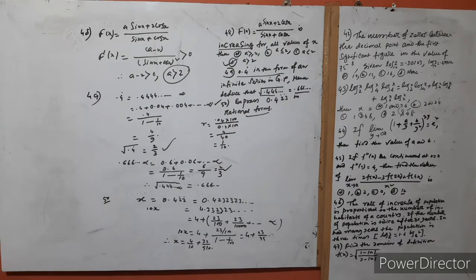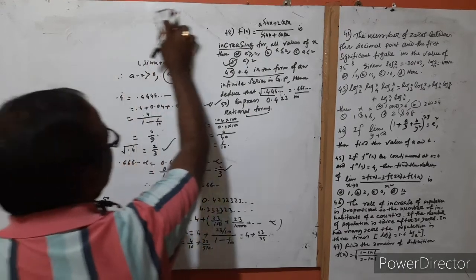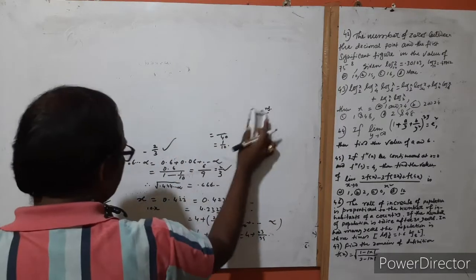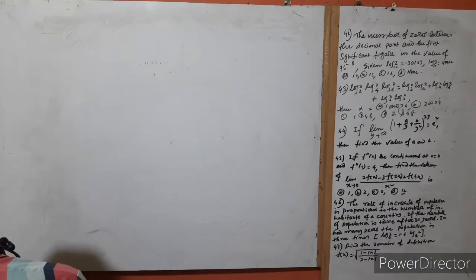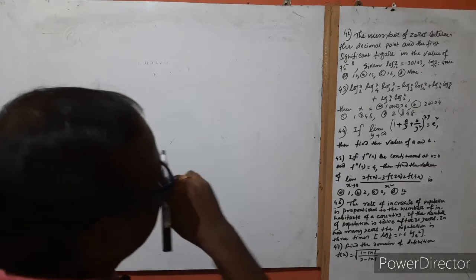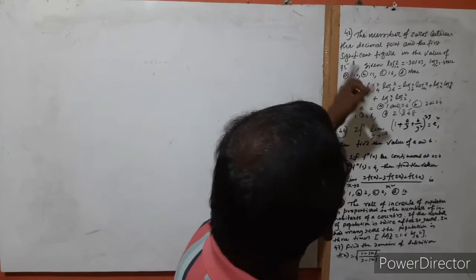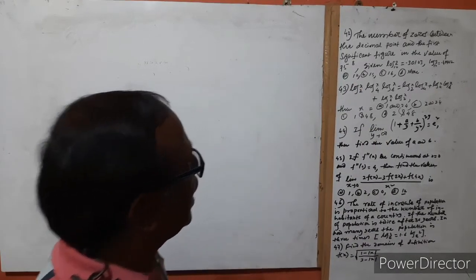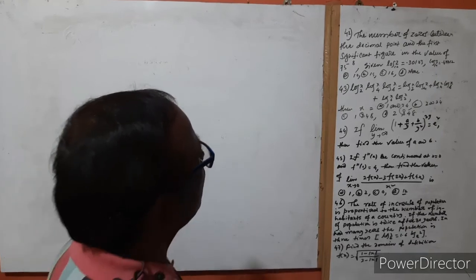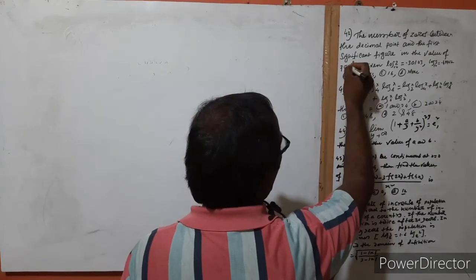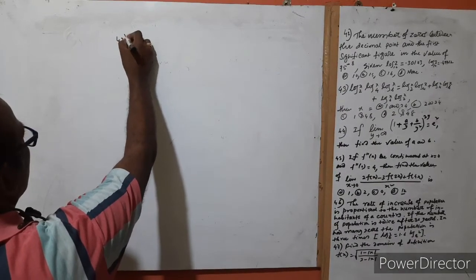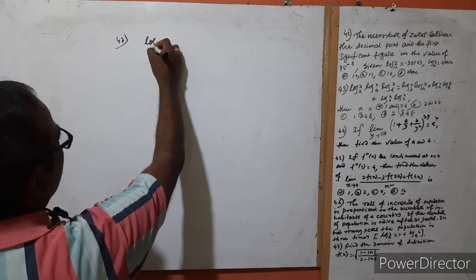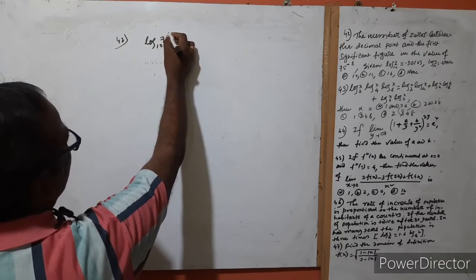Now next problem. In a question, find the number of zeros between the decimal point and the first significant figure in the value of 75 to the power minus 8. Now take a log of that number. So see, log to the base 10 of 75 to the power minus 8.